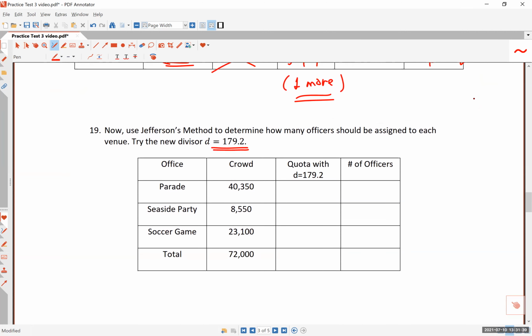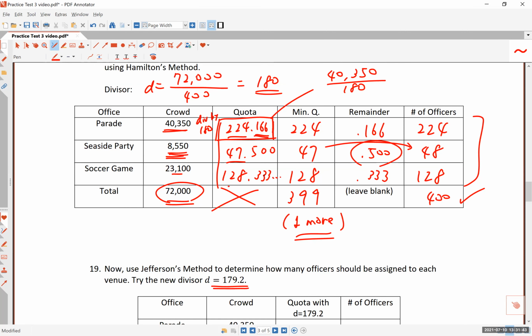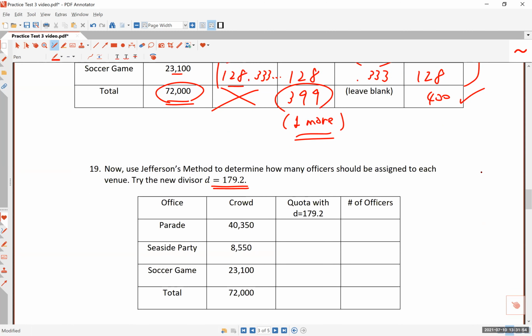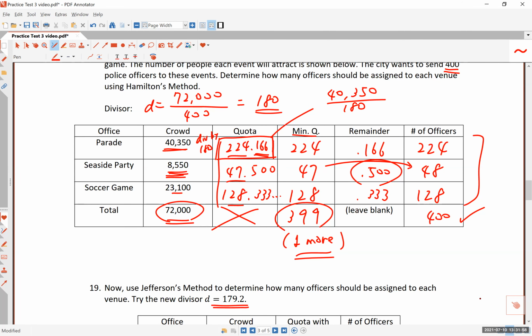Okay, so let me go ahead and do this. If I try this 180, you get this, right? And of course you always truncate, you round down, so you will end up with 399 just over here too. And then of course you do not worry about the remainders in Jefferson's method. In Jefferson's method, instead of using the remainders, you start dividing by lesser numbers, not 180. So you can try like 170, and you find that it's way too small.